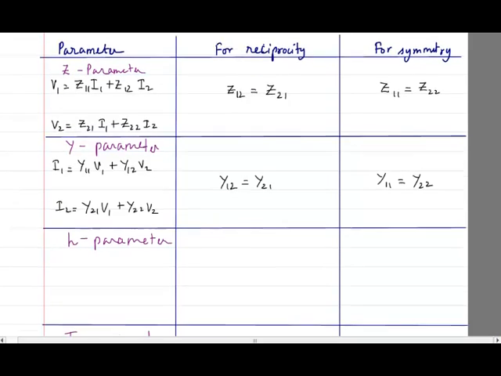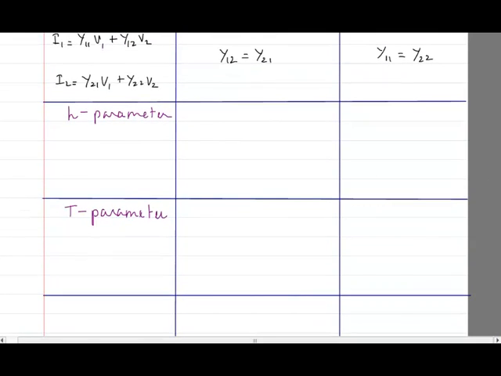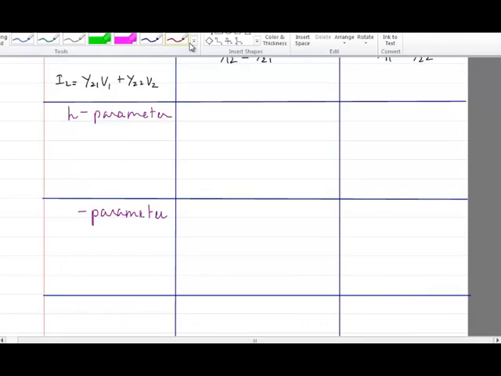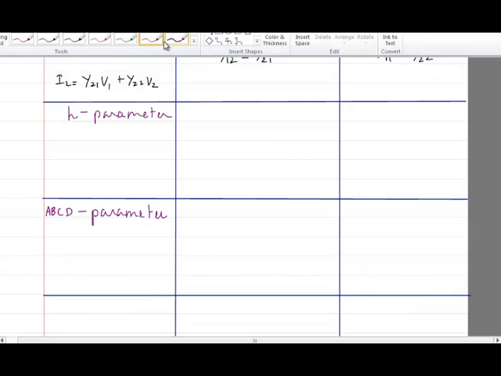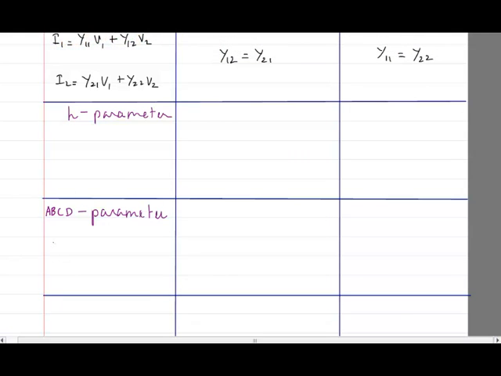So for the H parameter, I will write it here as ABCD parameter, or transmission parameter, so that we don't confuse it too much. And what is the equation? The equation we have seen is basically relating V1 and I1 with its output port, which is V2 and I2, but there is a negative I2. So V2 and minus I2, and the relationship is A, B, C, D.